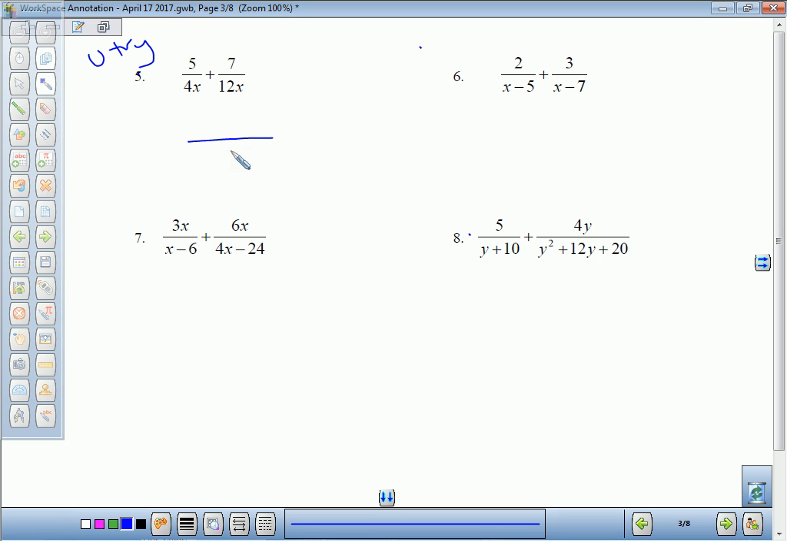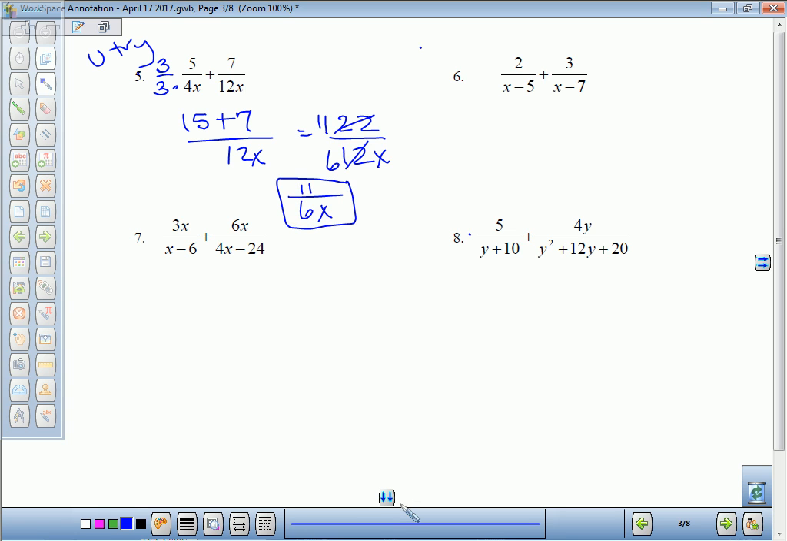Okay, so on number 5, that common denominator should have been 12x. So that first numerator needs to be multiplied by 3 over 3, which gives me 15 plus 7. And I just wanted to see if you guys could catch this. When you add those two, did you notice that in this case, we can simplify? So 2 goes into both of these. 2 goes into 12 6 times, 2 goes into 22 11. So our actual answer is 11 over 6.